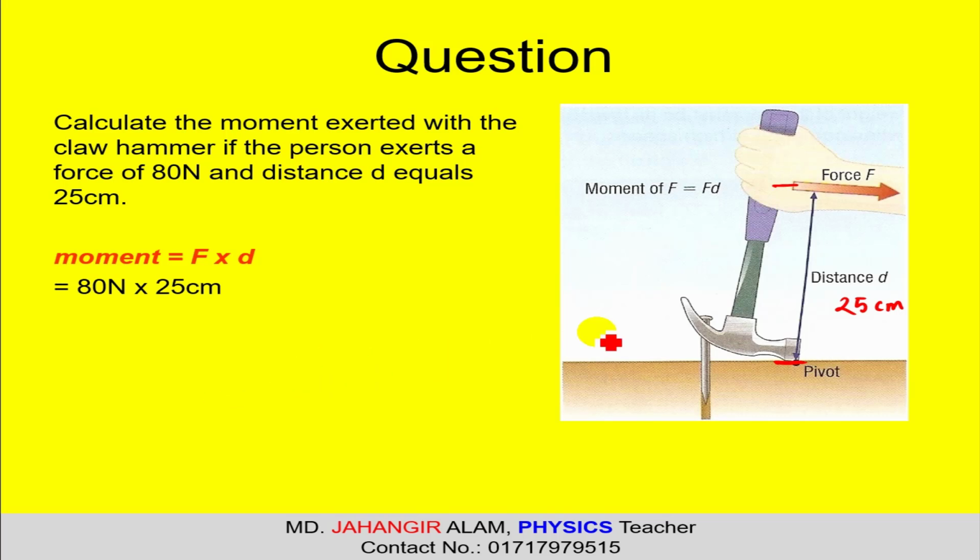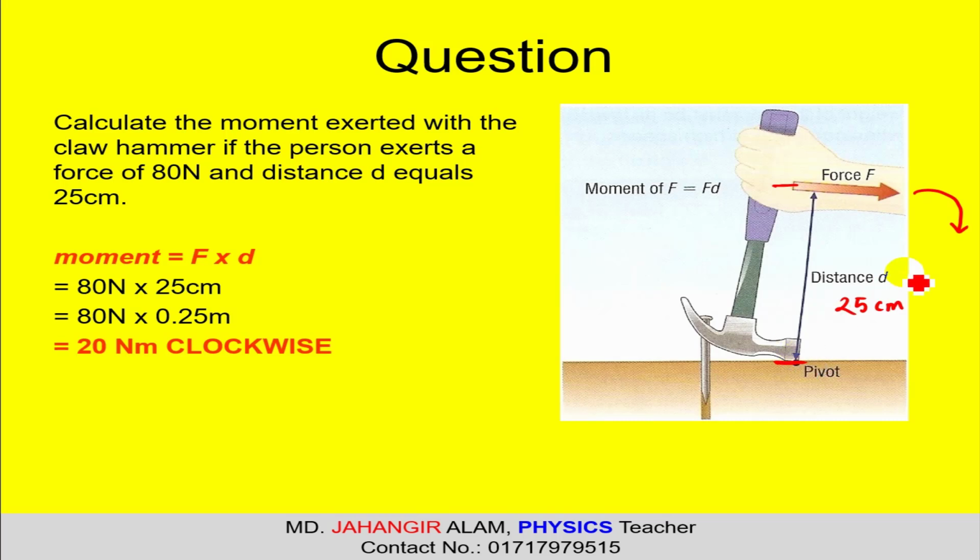So 80 newton times 25 centimeter. We have to convert this 25 centimeter into meter by dividing by 100. So 0.25 meter. So 80 newton times 0.25 meter equals 20 newton meter. We know moment is a vector quantity, so it has a direction. The direction of this moment is clockwise, because this force produces a clockwise rotation. So 20 newton meter clockwise.